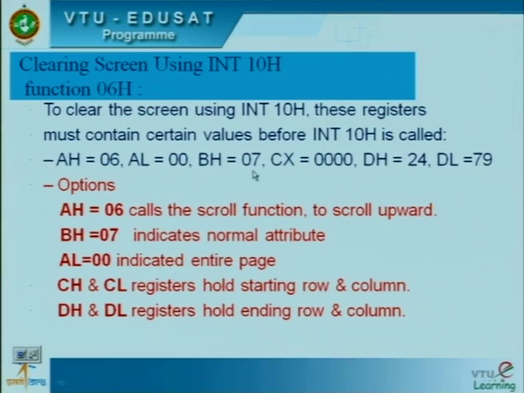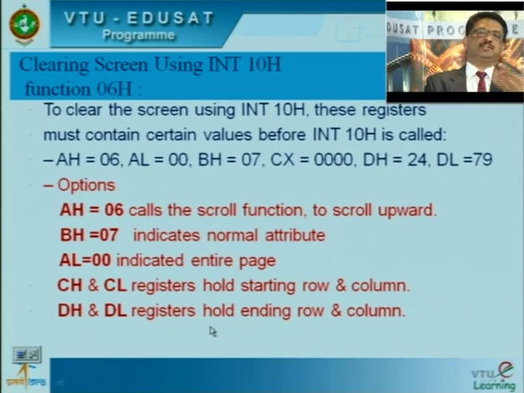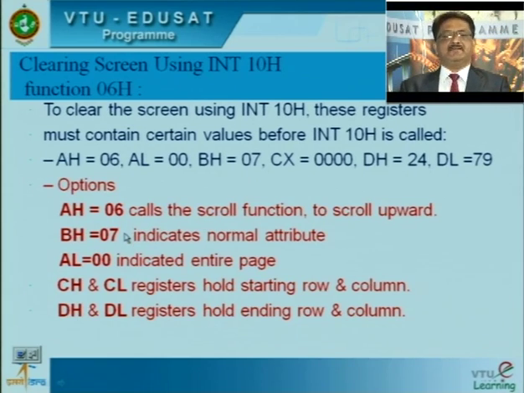What is the meaning of these values? AH=06 calls the scroll function to scroll the screen upward so that you will have the clearing the screen effect. BH equal to 07 indicates the normal attribute of the screen. AL equal to 00 indicates that I want to clear the entire page.